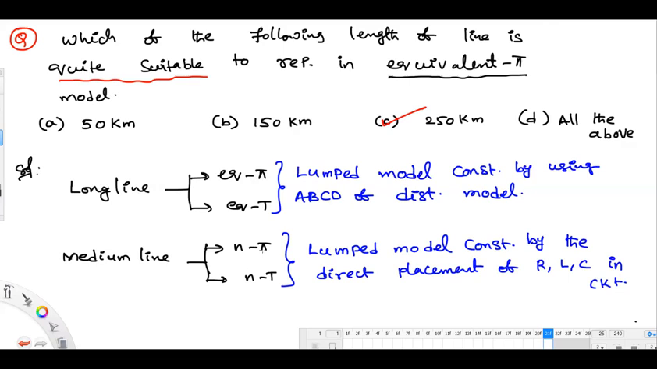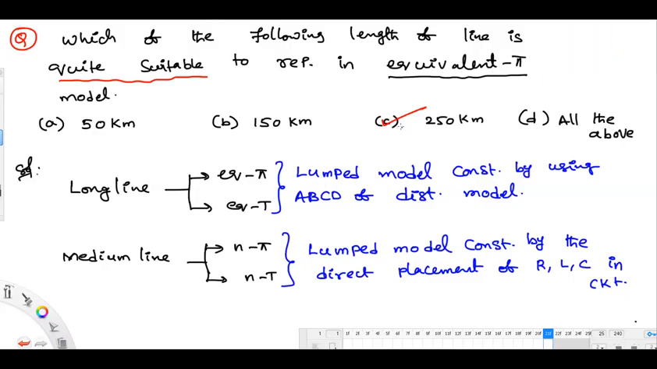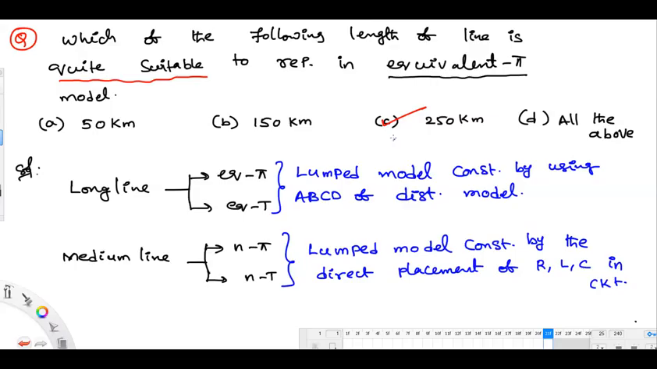But if you have a line of 300 kilometers length, okay, you are using medium line model for that. Medium line model means RLC lumped model, maybe nominal T, nominal pi you are using. And you are using long line model, then there is a difference. Sir, if I consider all the parameters in lumped models, then also it will be different.